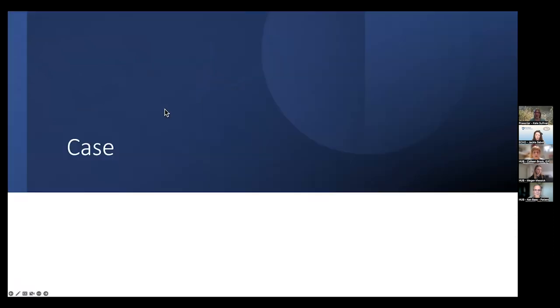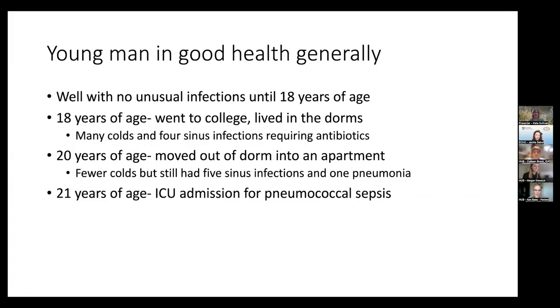All right, so I just brought a case of my own. There's nothing very radical about it, but I think it's a practical exercise for us to put into place some of what we've been talking about. So this is a young man who was in good health generally. He thought of himself as a healthy person, but when he was 18, something happened.